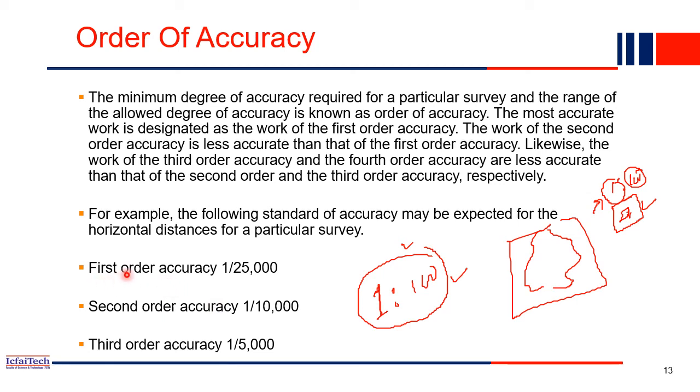First order accuracy means a very accurate measurement you have taken. That means one error up to 25,000 units. So you surveyed 25,000 units and got only 1 unit error. So this is very good, first order accuracy. Second order accuracy, for example, is 1 is to 10,000. Means every 10,000 units you have surveyed and you got 1 unit error. Third order accuracy is every 5,000 units you surveyed and you got 1 unit error. So first order accuracy is very good, second order is comparatively lower, and third order accuracy is very bad.